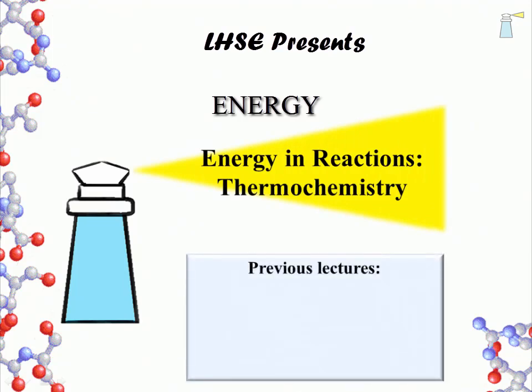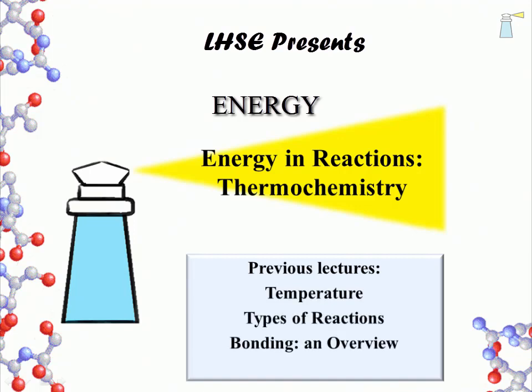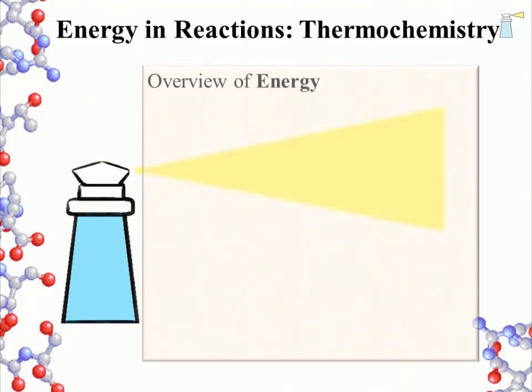Material in this lecture relies on an understanding of the previous lectures: temperature, types of reactions, bonding, an overview, and advanced concepts with gases. Material at the end of chemistry courses builds on a foundation of earlier material. Energy is a big topic, and we will begin the lecture with some context on different forms of energy. It is also a topic that's been covered to some degree before.